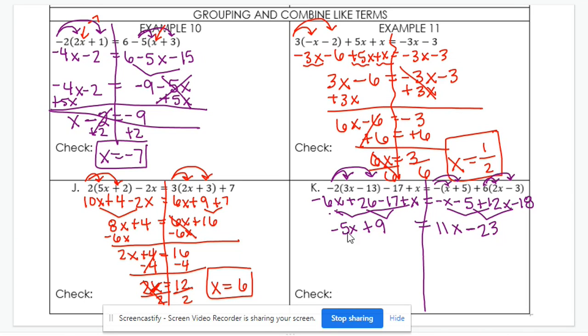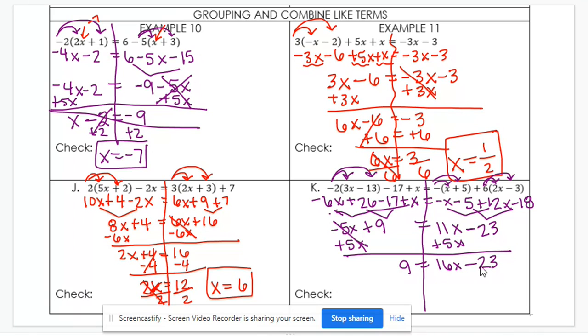Let's move the smaller one, negative 5x and 11x. Negative 5x is smaller, so we're going to add 5x. Positive and negative 5x cancel. I'm left with 9 equals 11x and 5x is 16x. Bring down my minus 23.